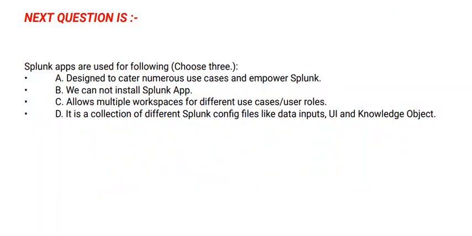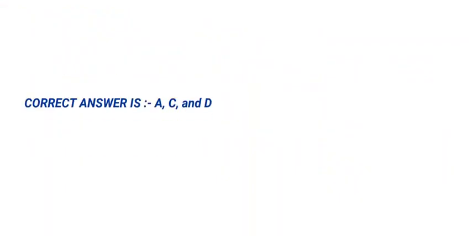Next question is, Splunk apps are used for the following. Choose 3 options. Option A, designed to cater to numerous use cases and empower Splunk. Option B, we cannot install Splunk app. Option C, allows multiple workspaces for different use cases or user roles. Option D, it is a collection of different Splunk config files like data inputs, UI and knowledge objects. The correct option is option A, C and D.